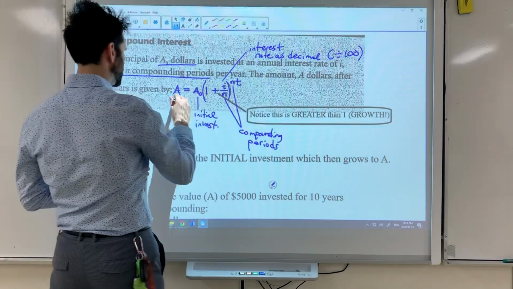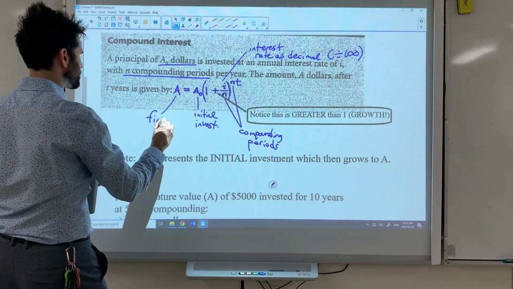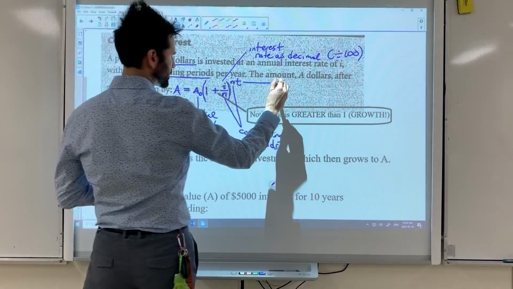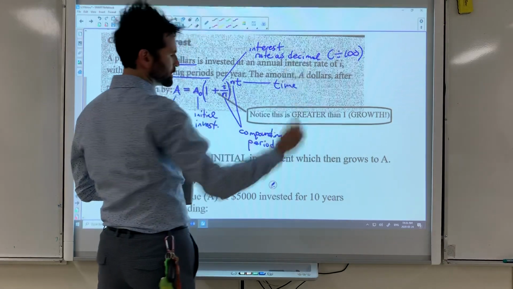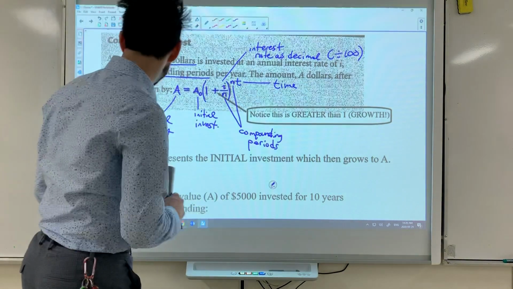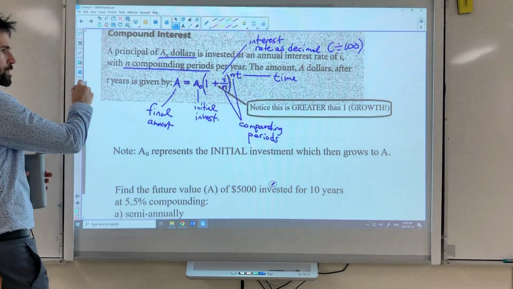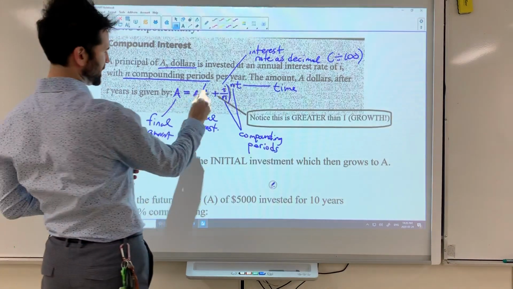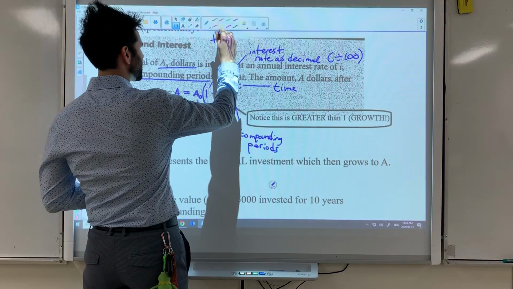The amount A, so that's the final amount, after t years is given by this formula. So there's t, and that's time. You just need to watch the units in the question, make sure that all your units are matching. So we'll see that probably in the future. So there's the formula. Oh, and I forgot this one neat little piece. It's like, what the heck is that? This is the number 1.